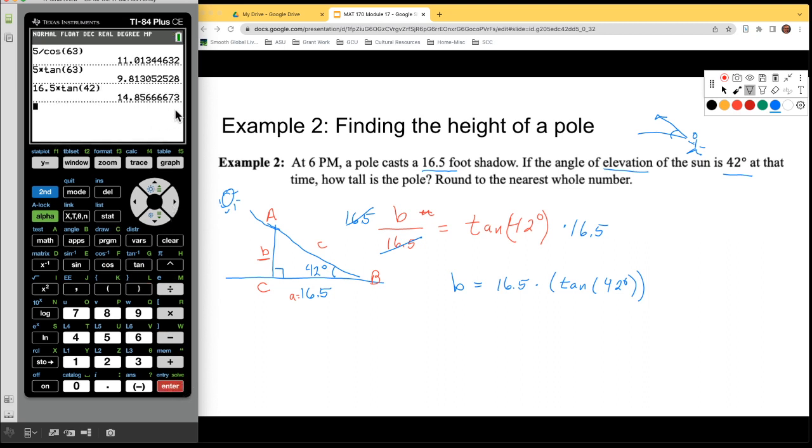So it's 14.8566, round to the nearest whole number, so that's going to be about 15. So B would be equal to 15, rounded to one whole number, 15 feet.